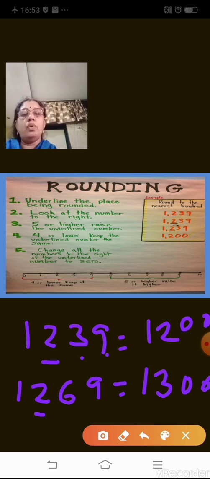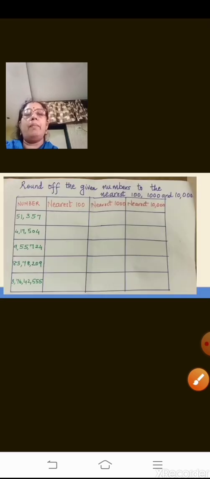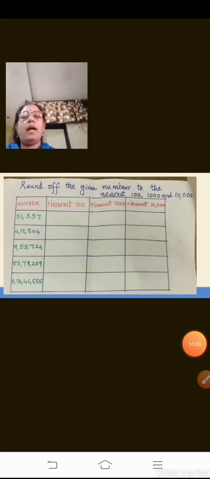Okay, so the rules are the same for rounding off a number. Now let us see some examples of how to round off a number to the nearest 100, 1000 and 10,000. Here a chart is given. You have to just round off the number to the nearest 100, 1000 and 10,000.